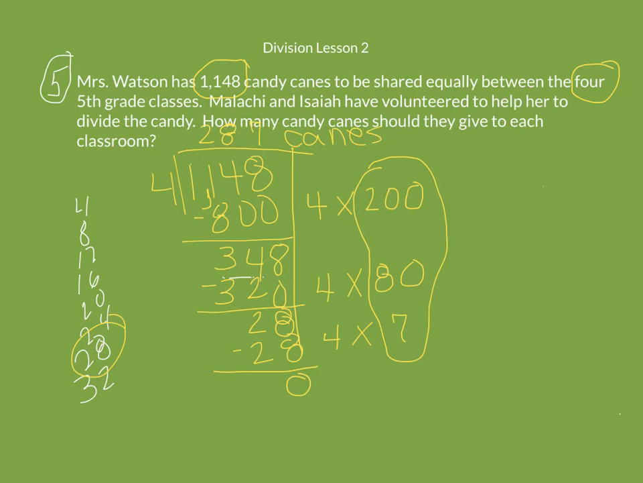We have 4 groups of 287. So let's check our work by multiplying. 4 times 7 is 28, carry a 2. 4 eights are 32, plus 2 is 34 tens. Regroup those 300s. 4 times 2 is 8, 9, 10, 11 hundreds. So it'd be 1,148, which is the same as we started off with. So our answer is correct. Hooray! 2 more problems and we will be done for the day.